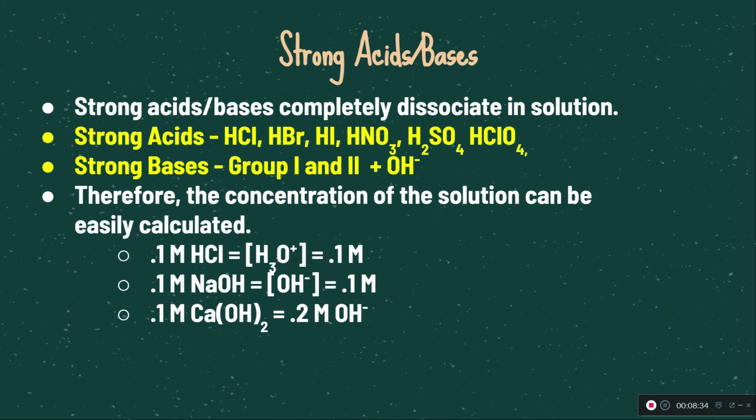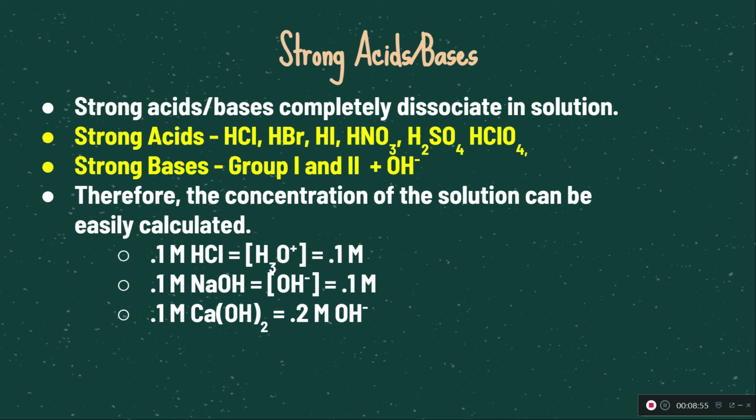We're going to start off just simply by looking at strong acids and bases. Keep in mind that strong acids and bases completely dissociate in solution. What that means is that they 100% ionize, meaning that they 100% break apart when you put them into solution. So it makes it very easy to determine the hydronium ion or hydroxide ion concentration from this information.